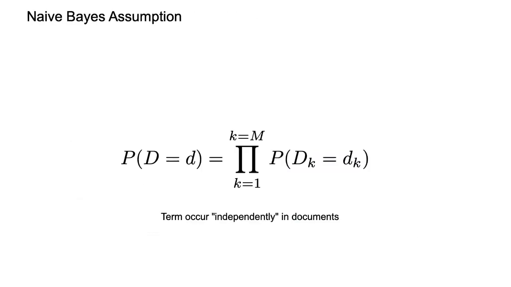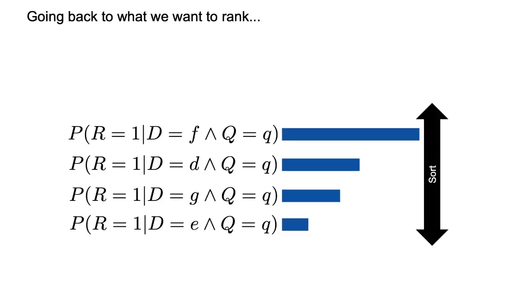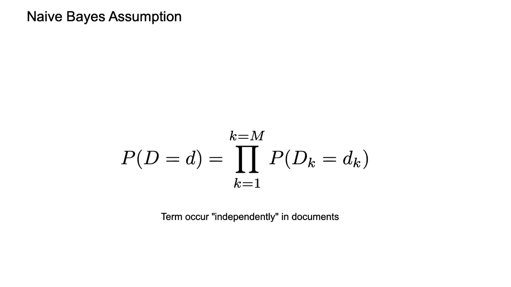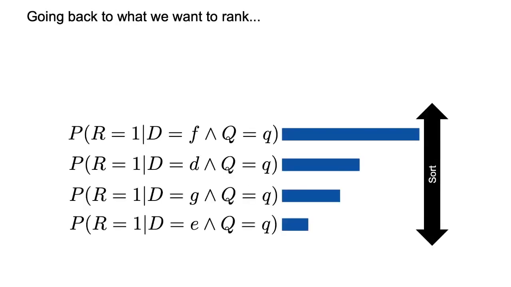So this was my assumption. I'm assuming that if somewhere along the way, while we're trying to compute this thing, we ever see the probability of big D equals small d, then we are authorized to replace it with the multiplication here, because we assume that the terms occur independently. So now let's go back here.